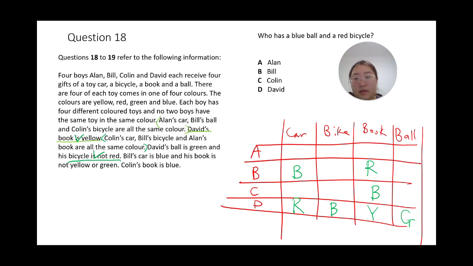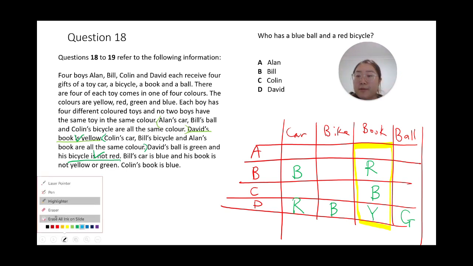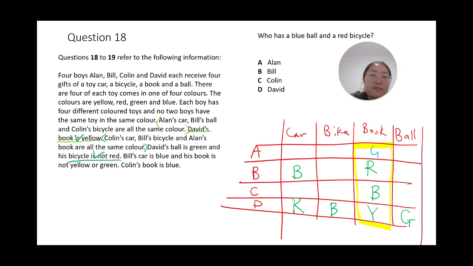Now, I need you guys to notice when there's one missing in a column or one missing in a row, that's actually a sign for you to fill it in straight away. Because remember, you can only have one of each color, and each row and column can only have one of each color as well. So the leftover here is, we have red, blue, yellow, so here we have to have green. So Alan's book must be green, okay?